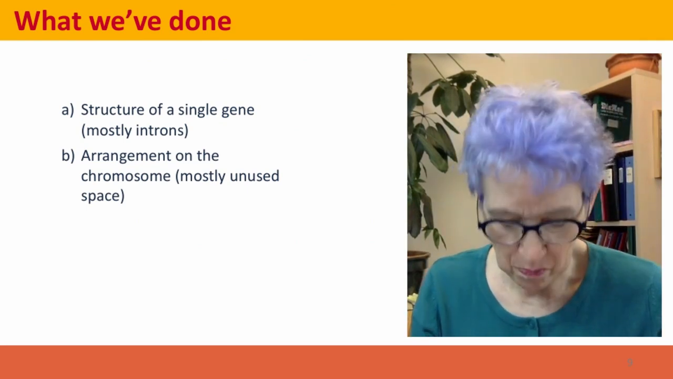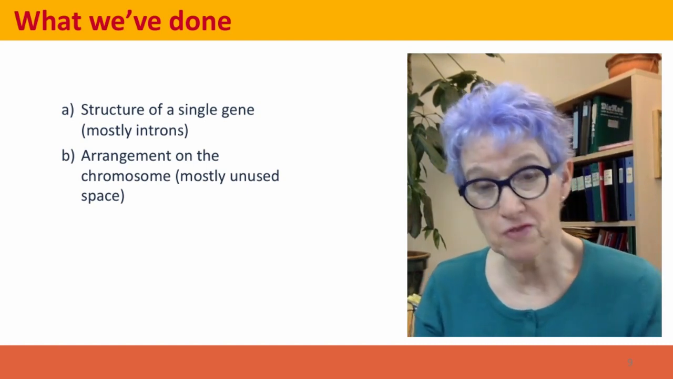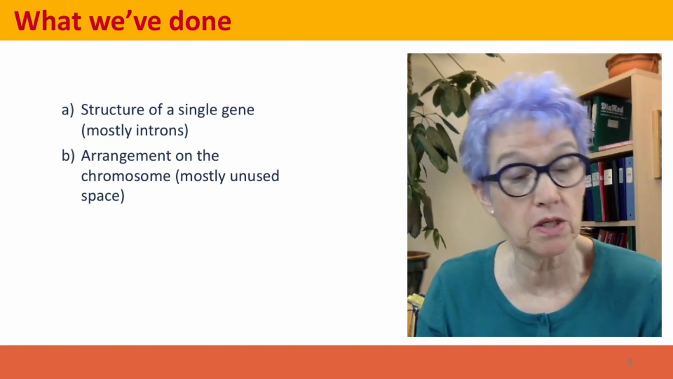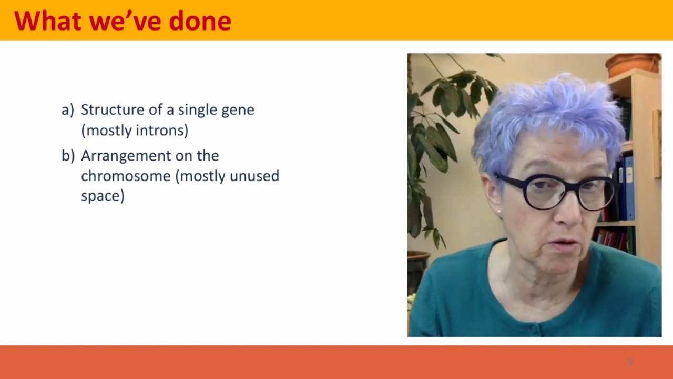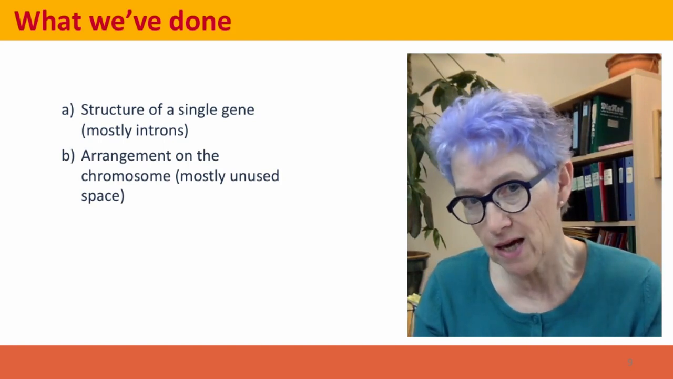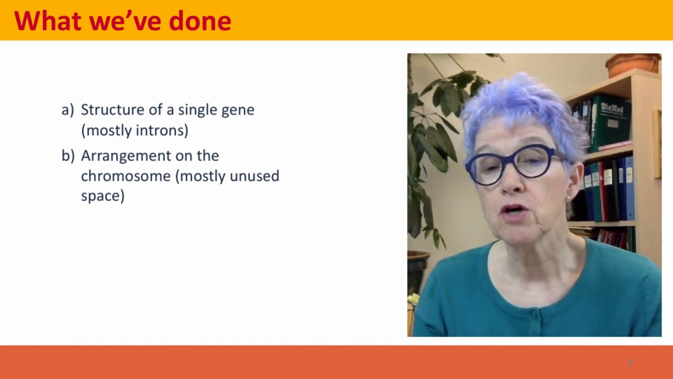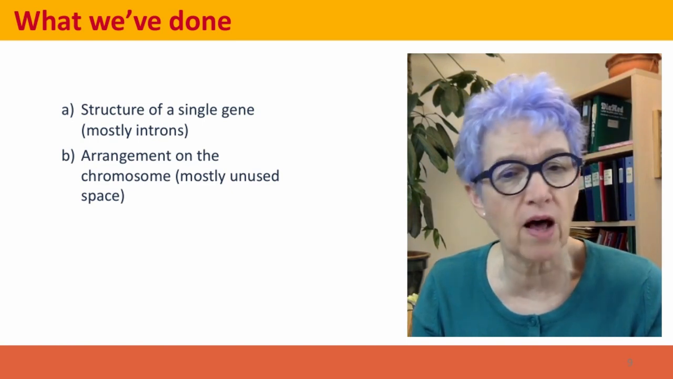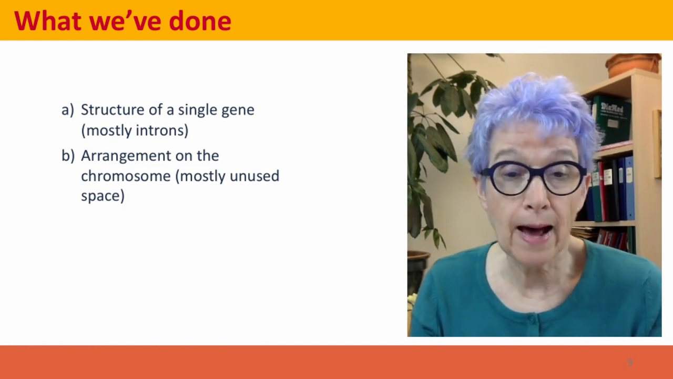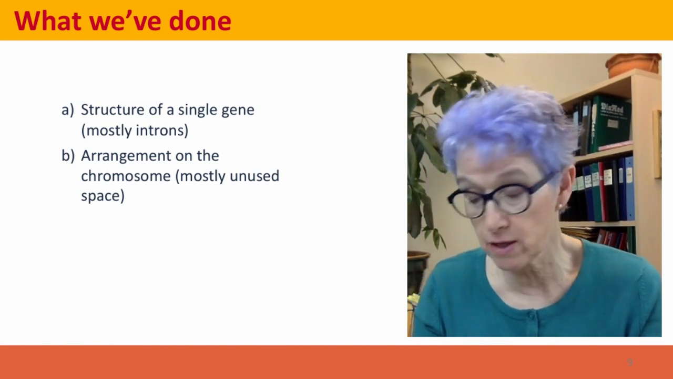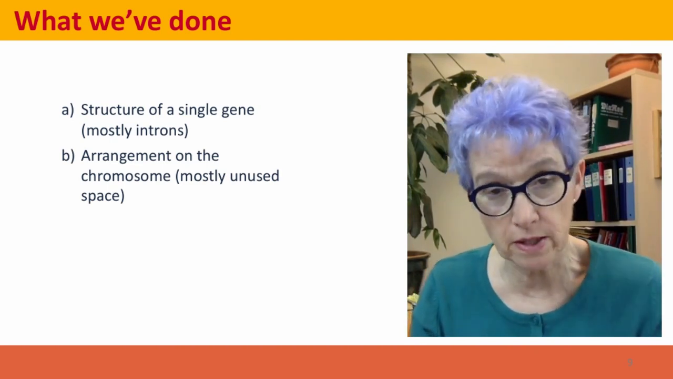Now, what we've done, we've dived into the structure of a single gene on a chromosome. We've seen that the gene's mostly introns, and we've looked at the arrangement of genes over a large scale in the chromosome, seen that most of the chromosome is actually unused space. You'll see this even more dramatically if you look at the chromosome, I think it's chromosome 7 flyover video that's available on the Module 1 page. But despite mostly being introns and unused space, there's still millions of base pairs coding for protein on each of our chromosomes.